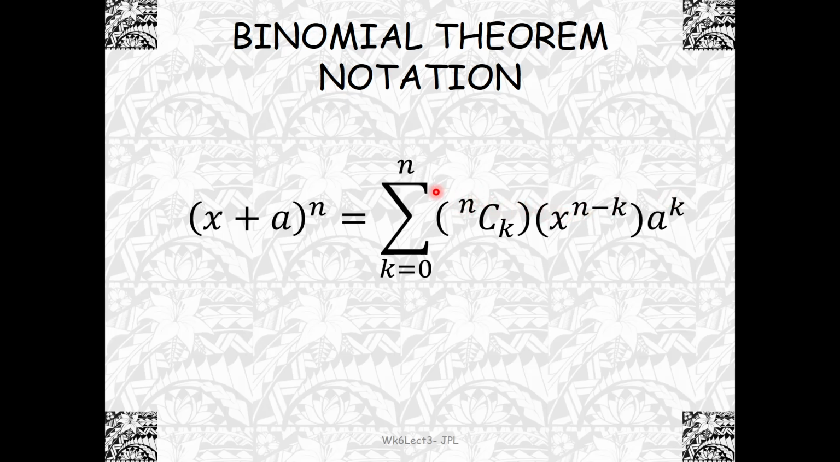The value of k increases, and the summation means addition. So you're adding from k equals 0 to k equals n. Your x is whatever term is in here, and a is whatever term is here. So x to the power of n minus k and a to the power of k.